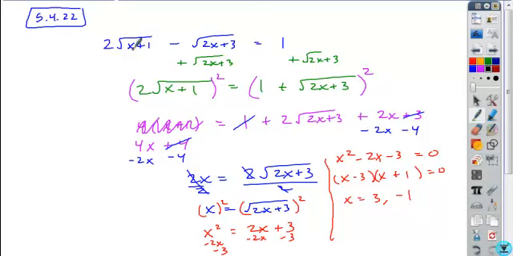When we plug in a 3, we get, check these over here, 2 times 3 plus 1 is 4, minus the square root of 3 times 2 is 6, plus 3 is 9. Is that equal to 1? Is 2 times 2 minus 3 equal to 1? Yeah, so 3 works. I'm going to do the same thing, test my negative.